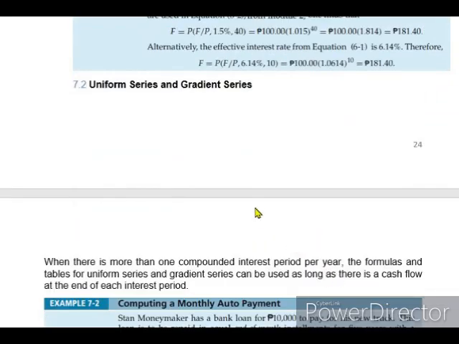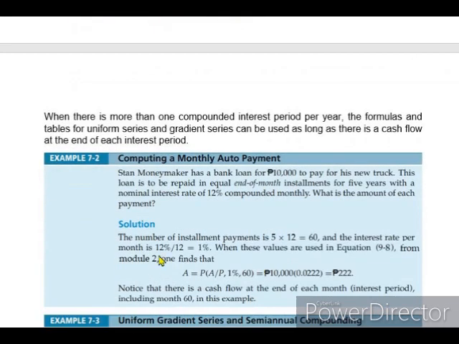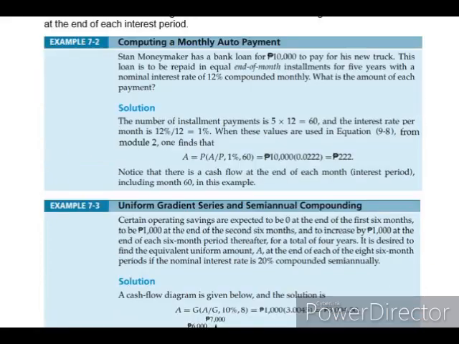Next, uniform series and gradient series. So when there is more than one computed interest period per year, the formulas and the tables for uniform series and gradient series can be used as long as there is a cash flow at the end of each interest period. Okay? So, pwede natin gamitin yun basta meron cash flow, okay? At the end of each interest period.